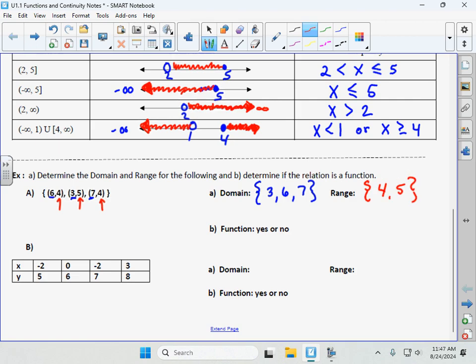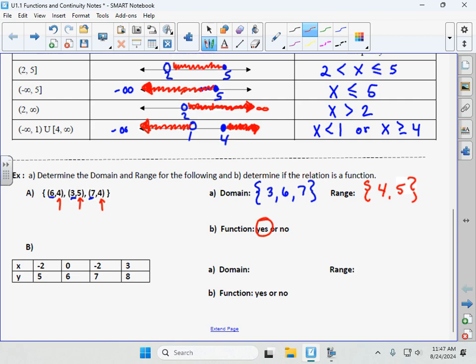So now the question is, do these ordered pairs form a function or not? Again, you're only looking at the x values to see if the x's are repeating. And none of the x's are repeating. The y's are, but not the x's. So yes, this is a function.